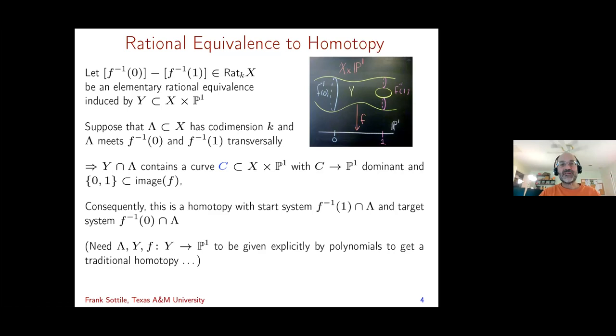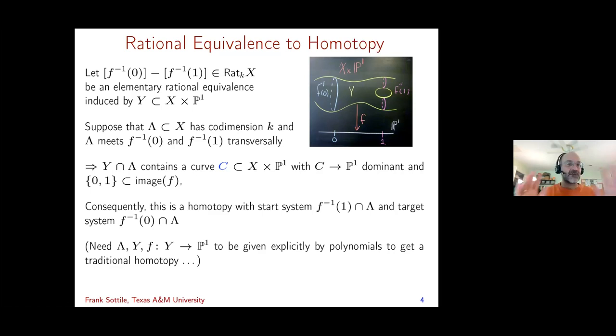1 transversely. Okay, then that tells me that the intersection of Y with gamma contains a curve C in this product. And this curve, the map to P1 is dominant, and 0 and 1 are in the image of F. I mean, they're not necessarily regular values because this curve might not be proper above 0 and 1, but if they are, then they're regular values since the transversality assumption. And so consequently, this gives a homotopy.